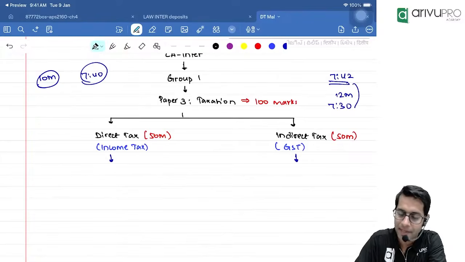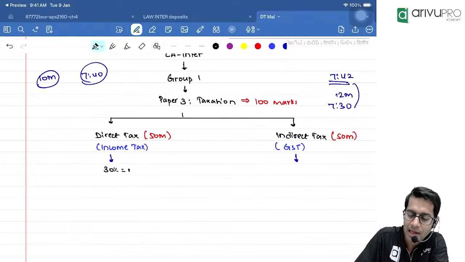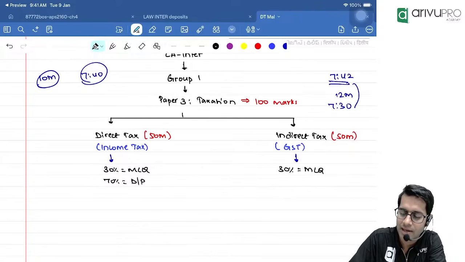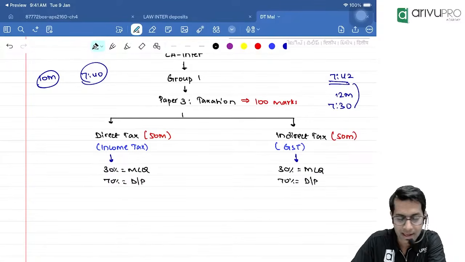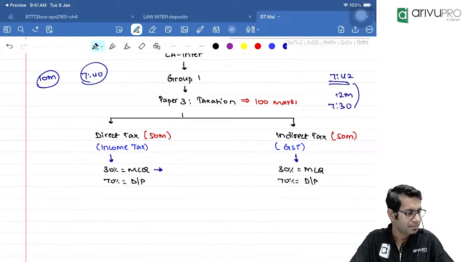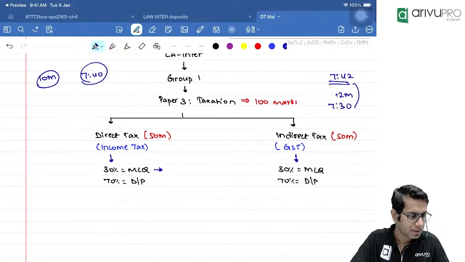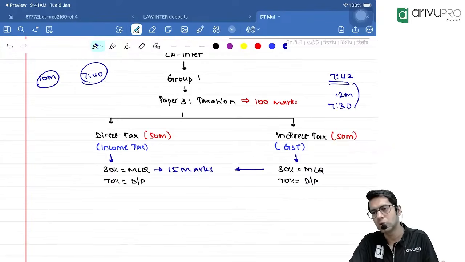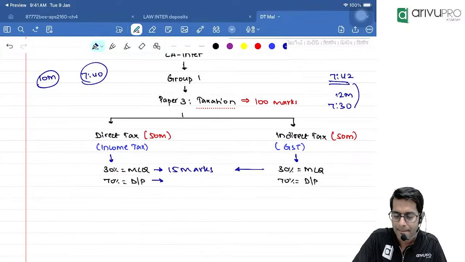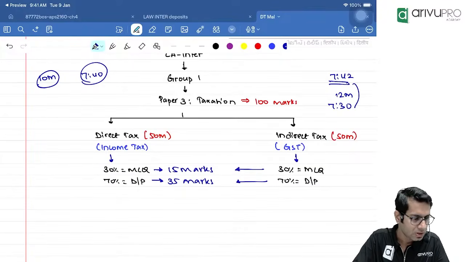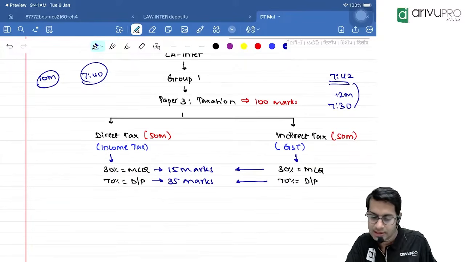In direct taxes, you have 30% MCQ and 70% descriptive or practical. Here also 30% MCQ and 70% descriptive or practical. Out of 50 marks, if 30% is MCQ, how many marks will be MCQ? 15 marks. Under GST also MCQ will be for 15 marks, and income tax also MCQ will be for 15 marks, and descriptive will be for another 35 marks. Under GST also descriptive will be for 35 marks, and under income tax also descriptive will be for 35 marks.